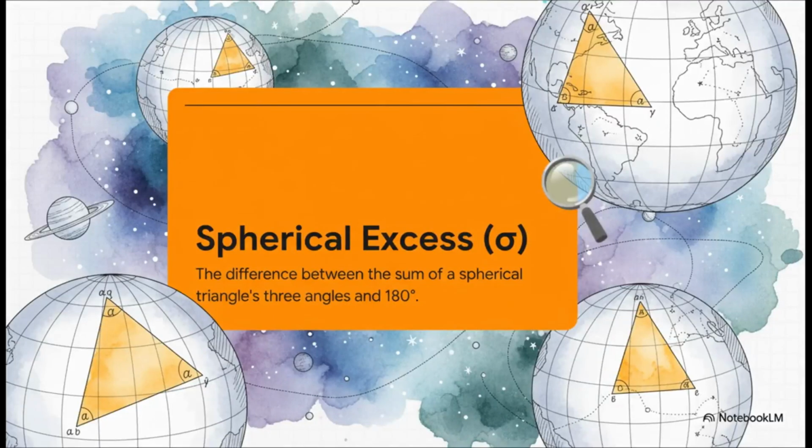This extra amount, all the degrees beyond 180, is so important that it actually has its own name, the spherical excess. Think of it as a precise measurement of how much the triangle is deviating from being flat. A bigger spherical excess means you have a more prominent, more bulging triangle on the surface of the sphere.